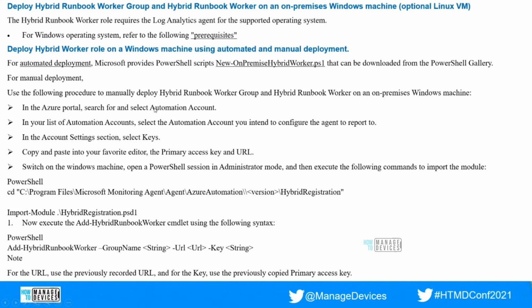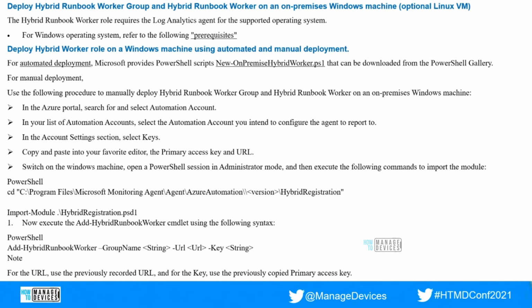When you log into portal.azure.com, in the search box you can type automation. It's going to give you the automation account, and you can select the automation account which you intend to configure the agent for, the one it reports to. You will have to get your key from the account settings. You can copy the access key and the URL, which we'll be using in future for setting these things up.